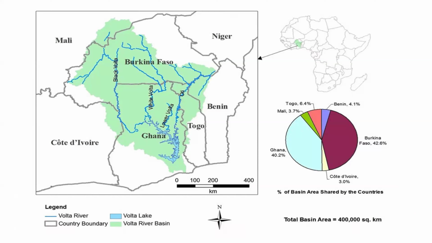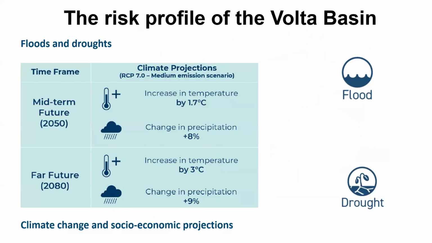So the 4 other countries are Benin, Togo, Mali, and Cote d'Ivoire. If we take, I think, 10 years ago, we had a climate projection, and we have many problems: increase in the temperature, change of precipitation, and we have these 2 impacts. We have floods and we have drought in our basin. This is a serious problem.